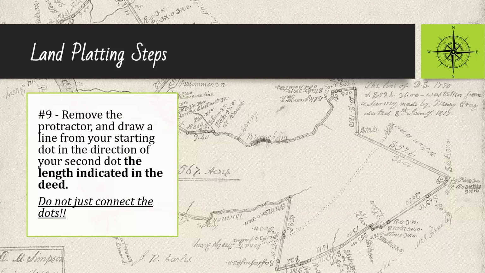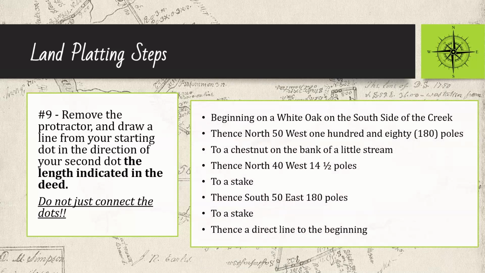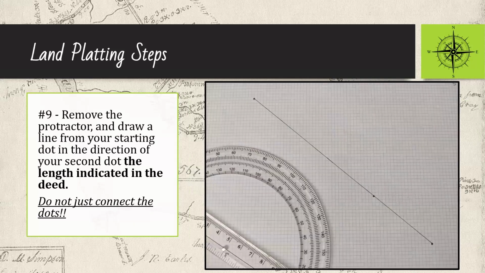Take your protractor off, and now we need to draw a line from the starting dot to the second dot, the length indicated. We cannot just connect these two dots unless the distance on my protractor is magically the number of poles in millimeters. Here we have north 50 degrees west, 180 poles. So I need to draw a line that's 180 millimeters. You can see right there in the middle, that's where I drew my 50-degree dot, but we had to go way farther than that. So don't just connect your dots.